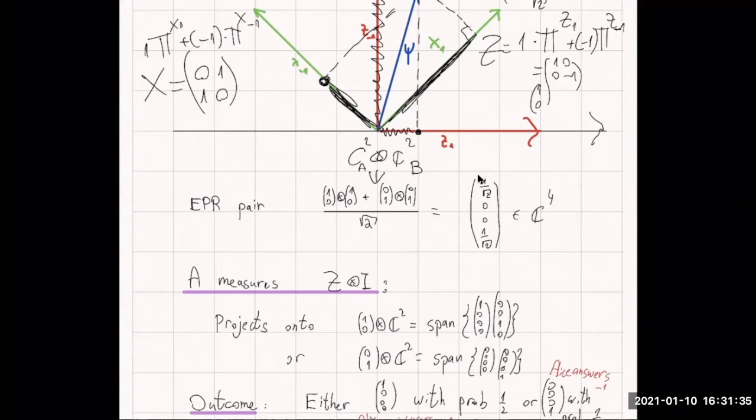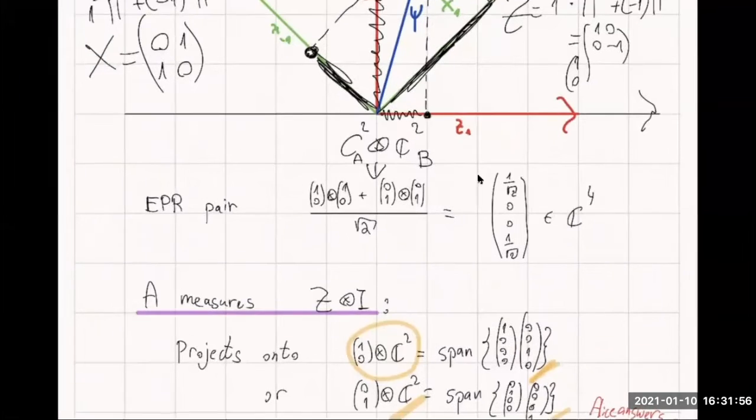I want to take another color, okay. So onto this space, the tensor product of 1, 0 with C², which is just the span of these 2 vectors. Or the other outcome is that the EPR pair is projected onto this subspace, which is just the span of these 2 vectors. Maybe I'll zoom in back.